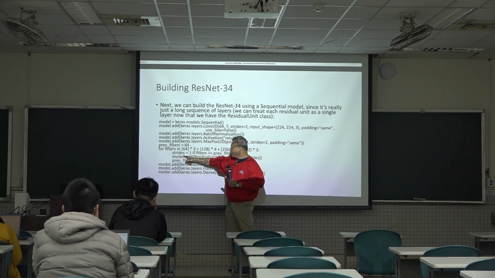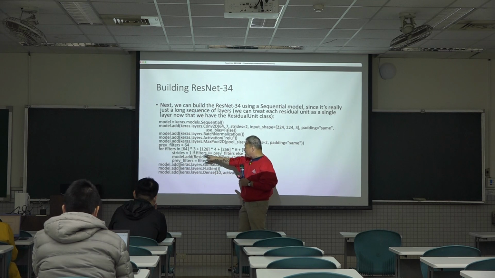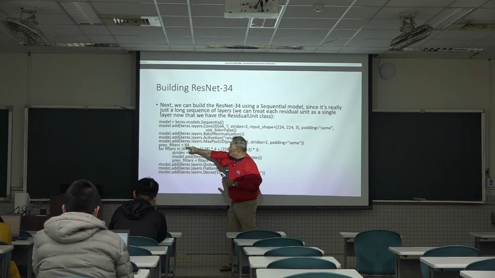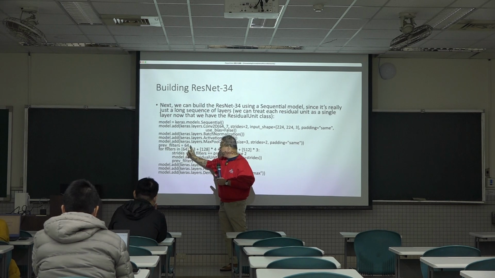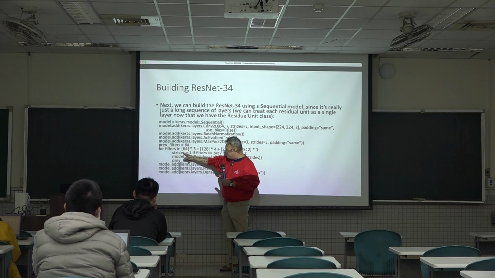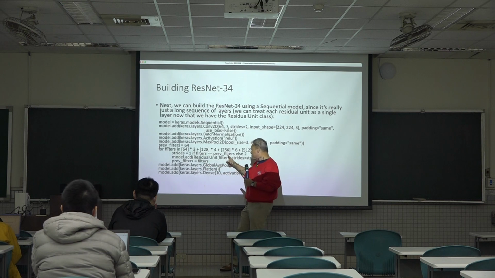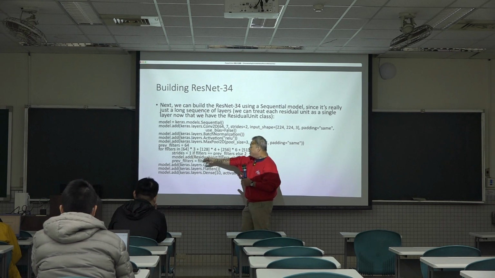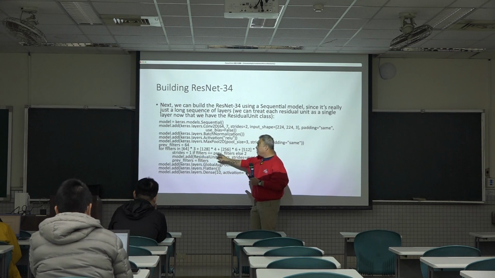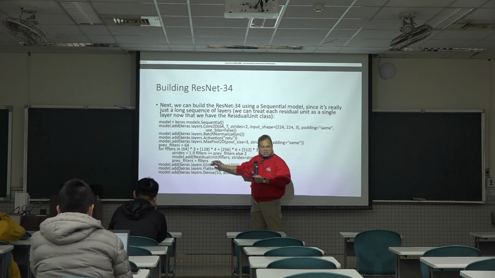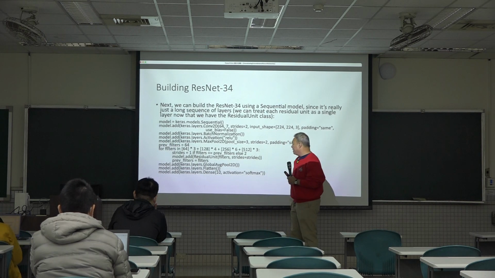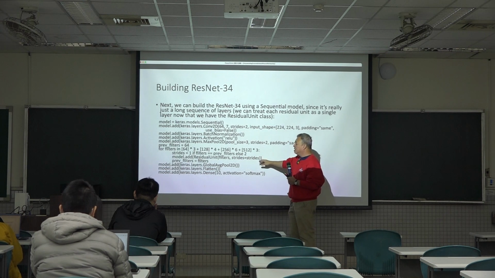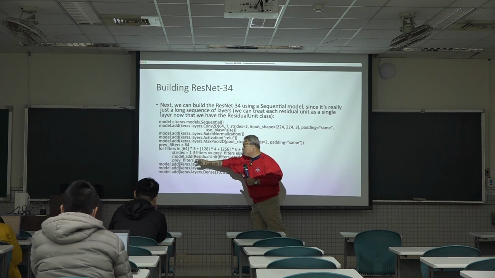So stride is 1 if the filter is equal to the previous filter. We intentionally set the previous filter to be 64. So now the filter size is 64, and 64 equals 64, so stride is 1. Otherwise, stride is 2. Then we call this to add a residual unit, and we pass the number of filters and the stride to it. Then we assign this filter to the previous filter.